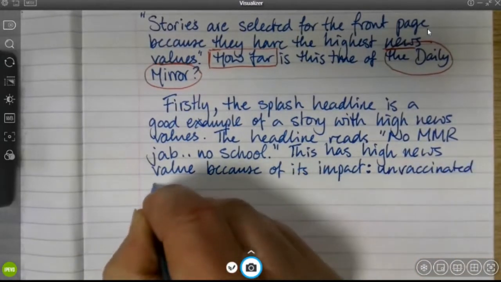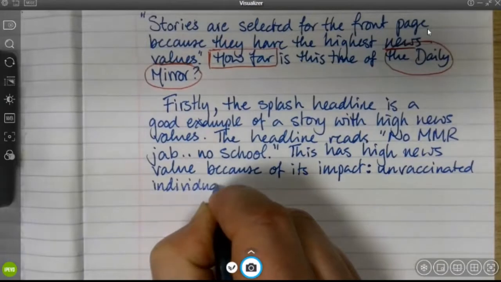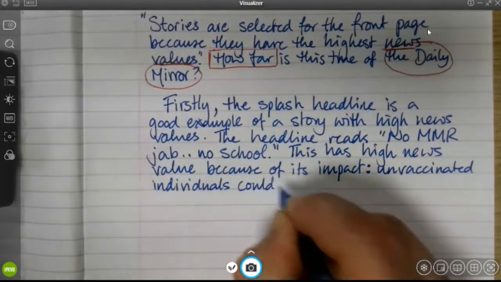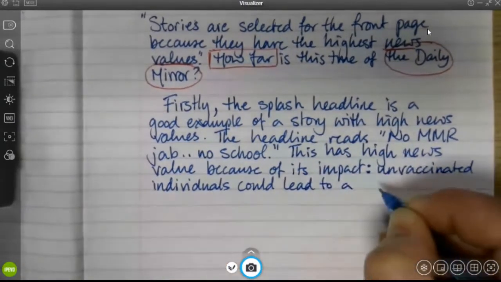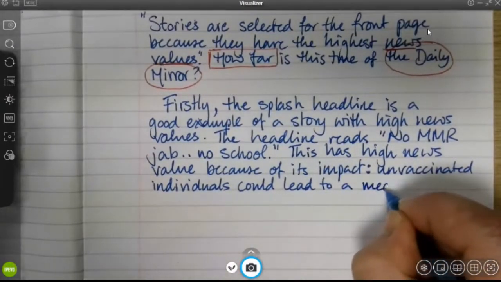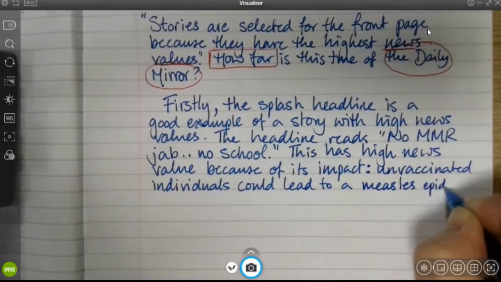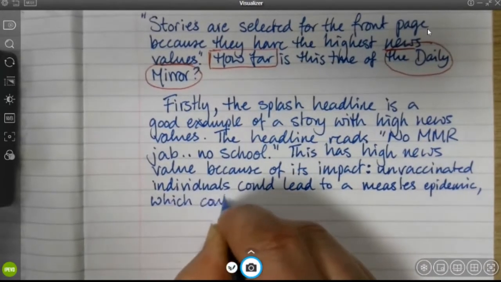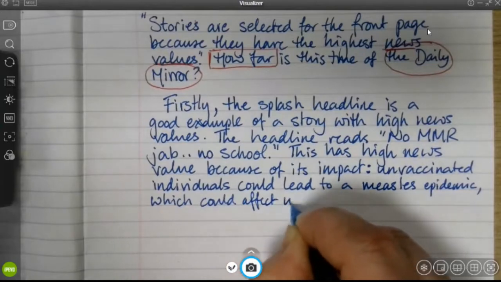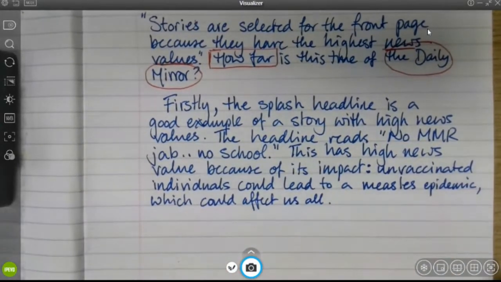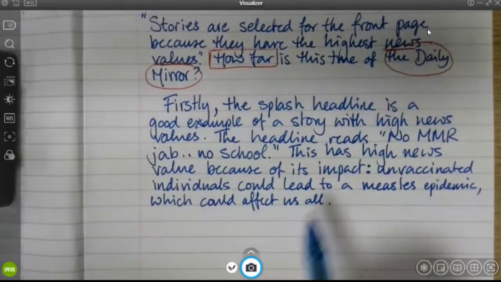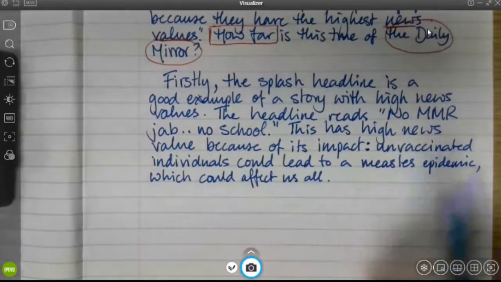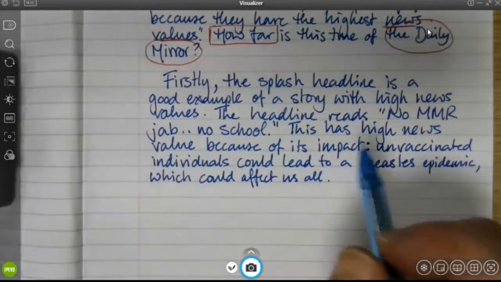Unvaccinated individuals could lead to a measles epidemic, which could affect us all. Okay, so that's our first point. Now, I think there's more than one news value in this story, so I'm going to push for full marks here. I'm going to make another point as well, because the other thing about this is, like I said, the Daily Mirror readers.